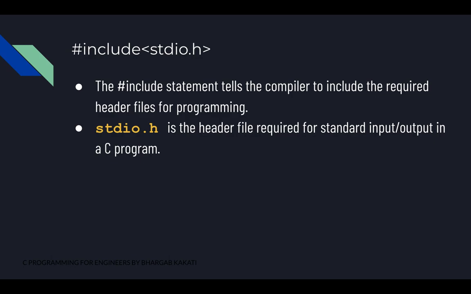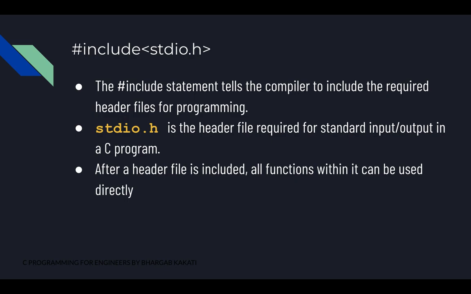So input or output is what? It is the most basic thing required in a program. So who will give you the input output facilities? stdio.h will give you the input output facilities. So before going to the actual programming, you need to include this header file called stdio.h. After a header file is included, all functions within it can be used directly.